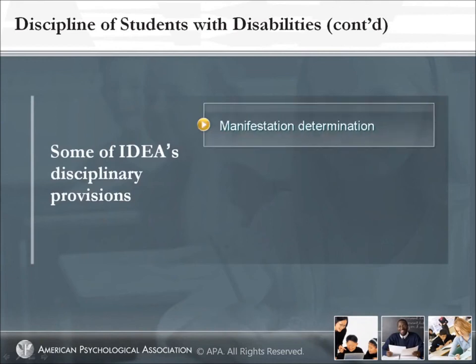Manifestation determination. In order for a student with a disability to be removed from school past the 10-day limit, it must be shown that the behavior in question is not a result of the student's disability. A manifestation determination meeting is held to consider data pertaining to whether or not this is the case. If the behavior in question is not due to the student's disability, that student may be removed from school for the same amount of time that a non-disabled peer would be removed.